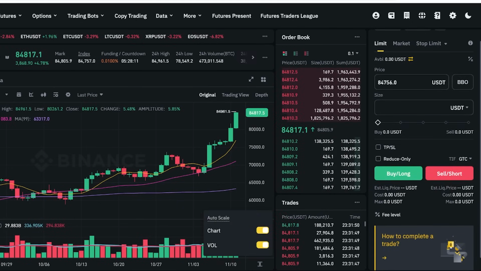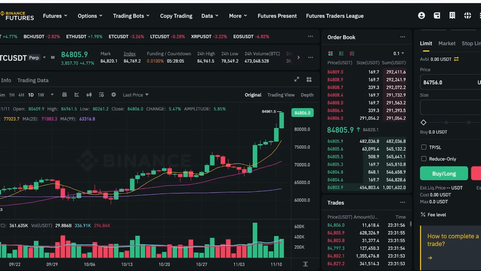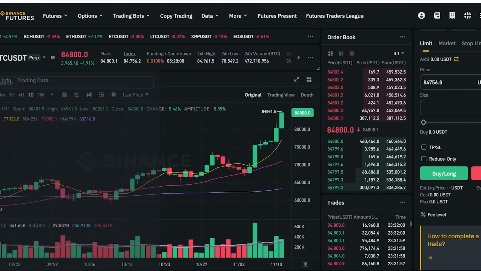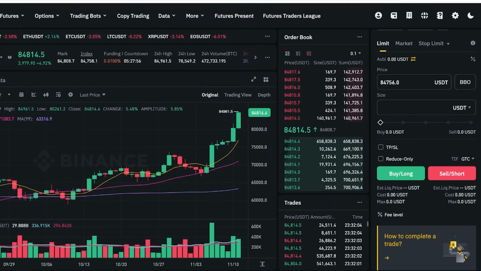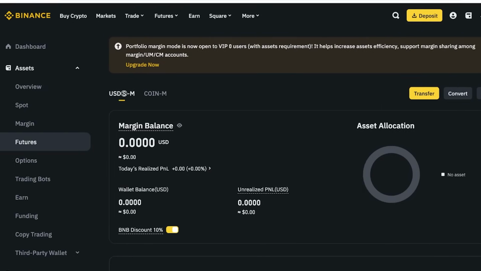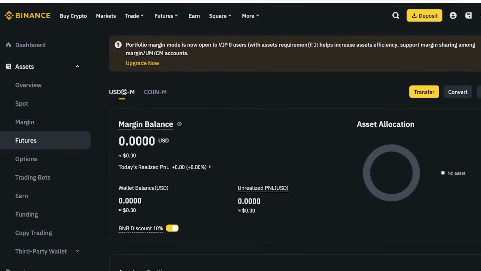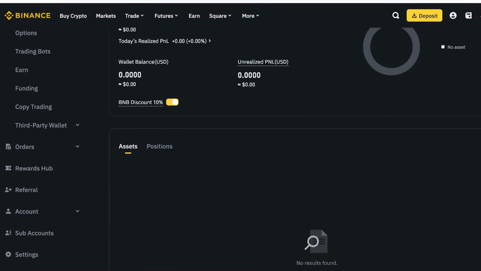Now, other than that, you also have a futures wallet that you have to fund before you can actually start trading on the futures platform. So you will see on the top, we have different futures options, but on the top right, you can see you have your USDM futures, CoinM futures. So click on the wallet and then click on futures, and you will have the balance of your account. So your margin balance and then your wallet balance.